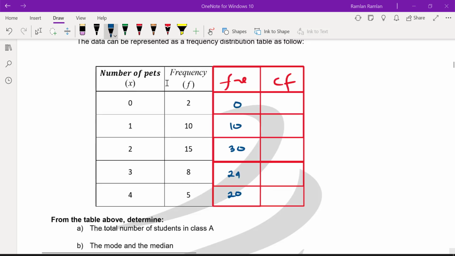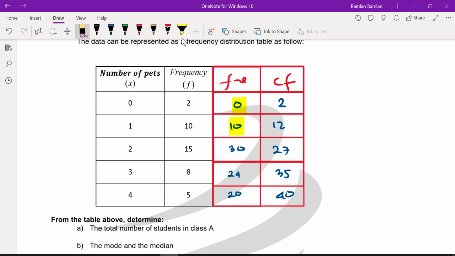Okay, so for the fx, you only need to multiply these two numbers, right? 0 times 2 is 0, 1 times 10 is 10, and so on. So for the cf, remember you only need to focus on the frequency. So you only need to do it like this. This is 2 because this is 2. And then you add them with the next number, which is the frequency, which is 10. So 2 plus 10 is equal to 12. And then added with this one, you will get 27. And then 27 added with this one, you get 35. And then 35 plus 5 will be equal to 40. So this is going to be the complete table, and now we can answer the question.